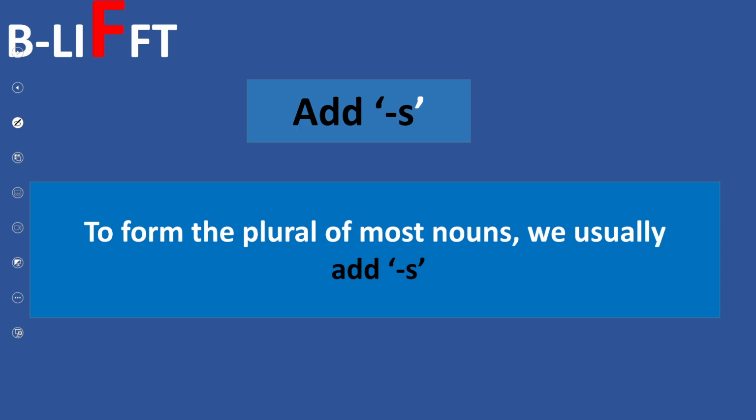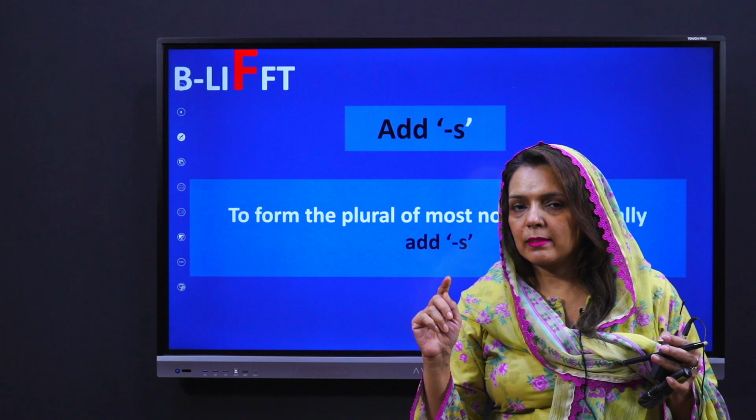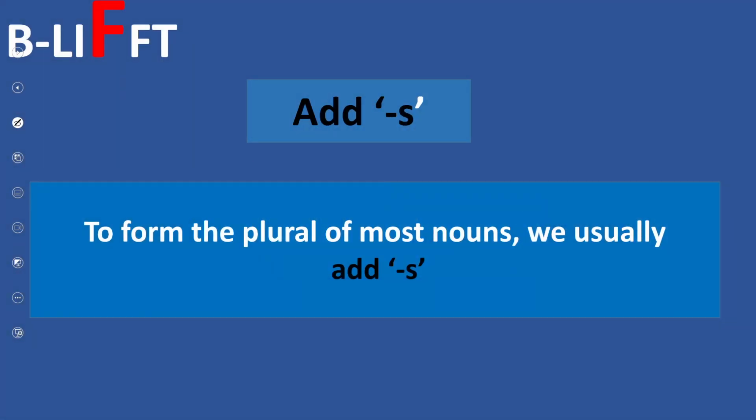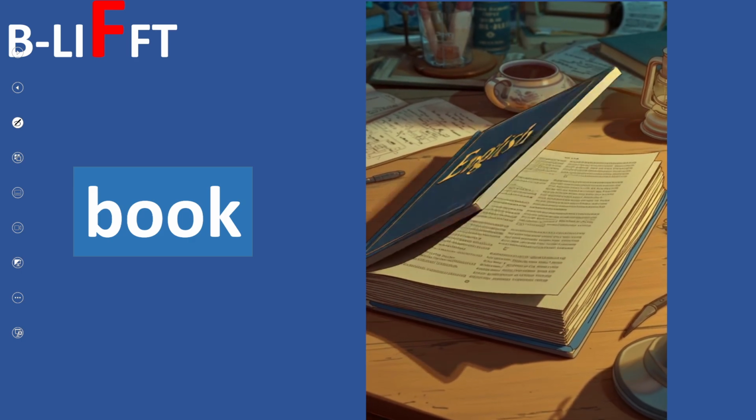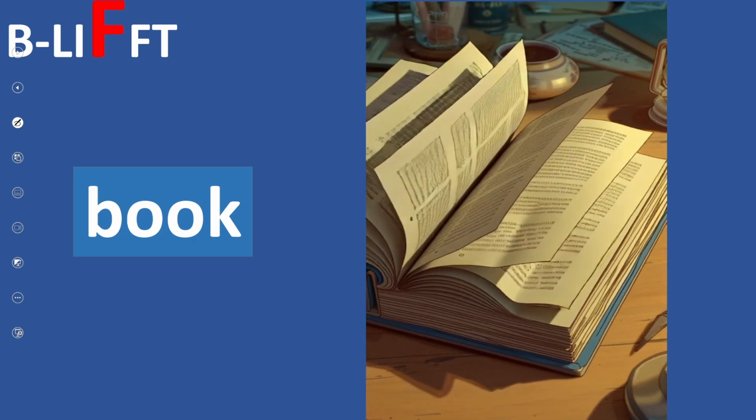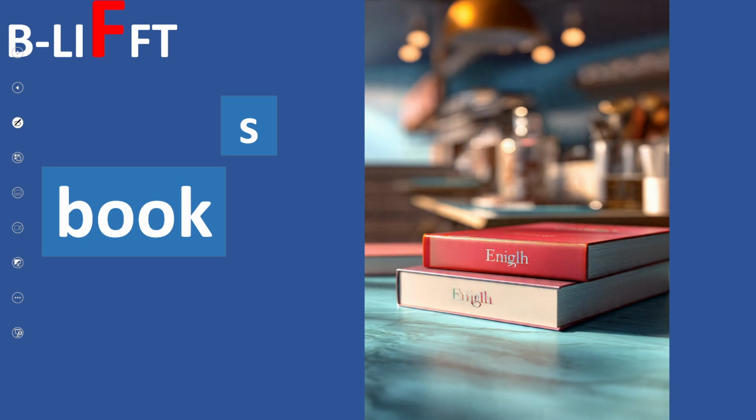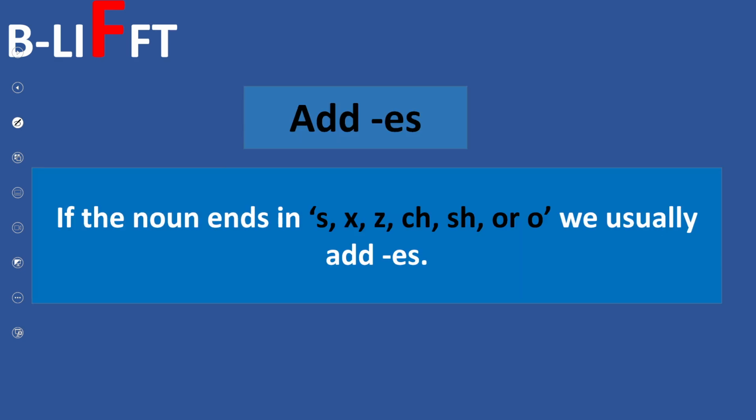So certain words follow a very simple rule. You just have to add s to make them plural. For example, book. If you want to make it plural, just add s. Very simple. Now, there are certain nouns which end in s, x, z, ch, sh or o. In these cases, if you want to make them plural, you have to add es.